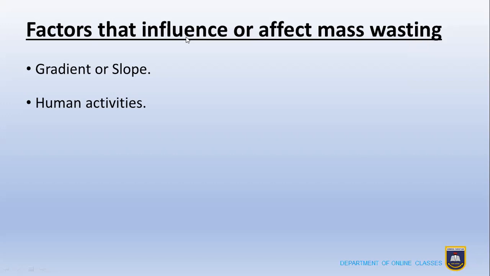Now, do not forget that the main agent responsible for the movement of these weathered materials downslope is gravity, the force of gravity. Once these materials become loose on a particular landscape and the force of gravity acts upon them, we expect them to move. And once they move, we call this process mass wasting.